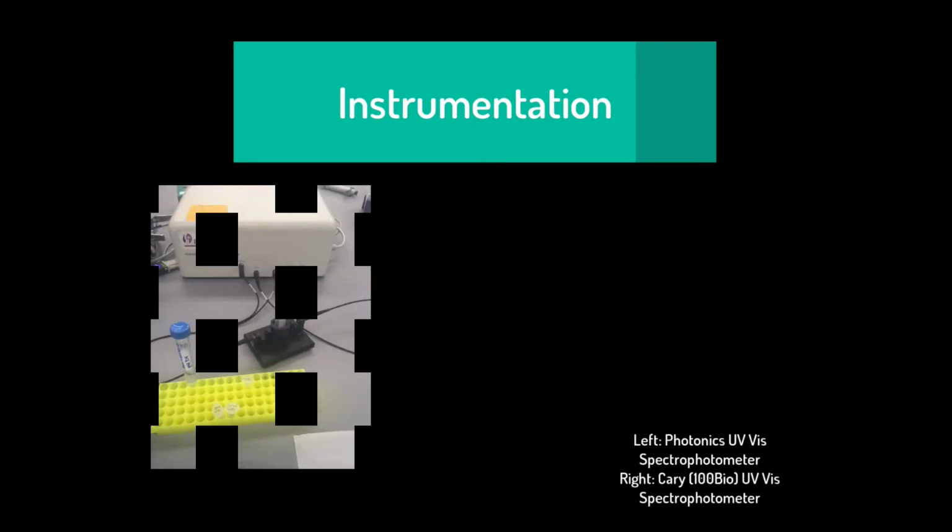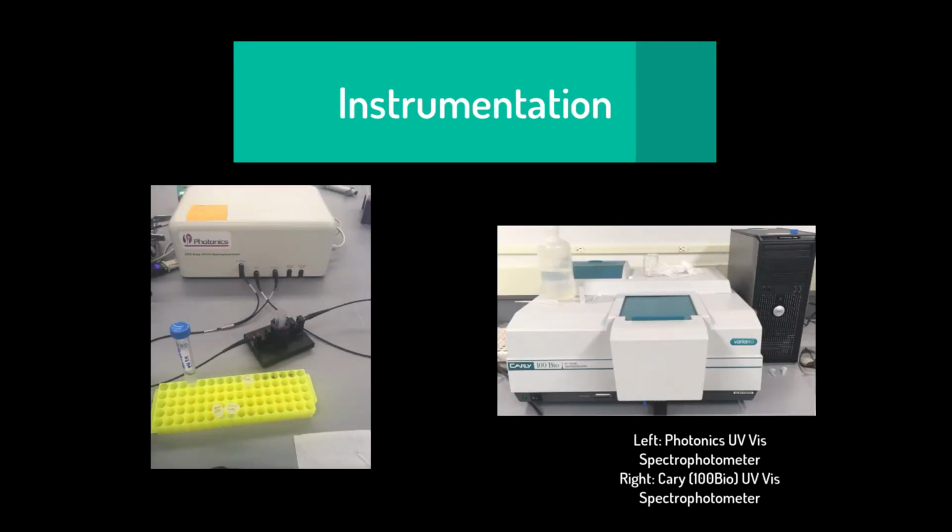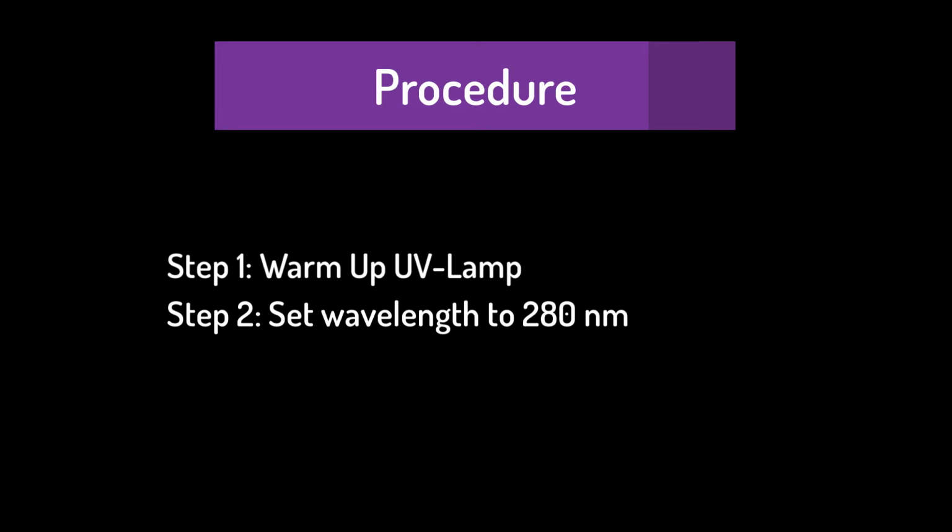After you determine your extinction coefficient, you can head to the instrument room. Any UV lamp will do the trick, but here are a few examples of ones that I have used for your reference. The first thing you'll want to do is warm up the UV lamp. This can take about 10 to 15 minutes. Also, make sure the absorbance wavelength is set to 280 nanometers.